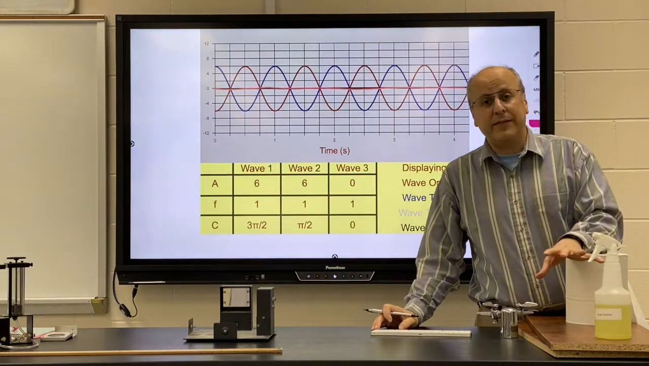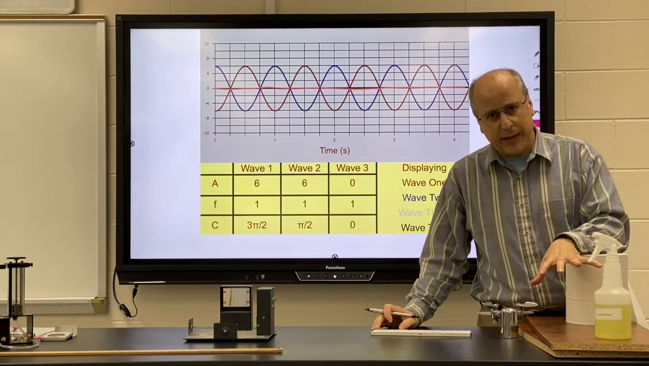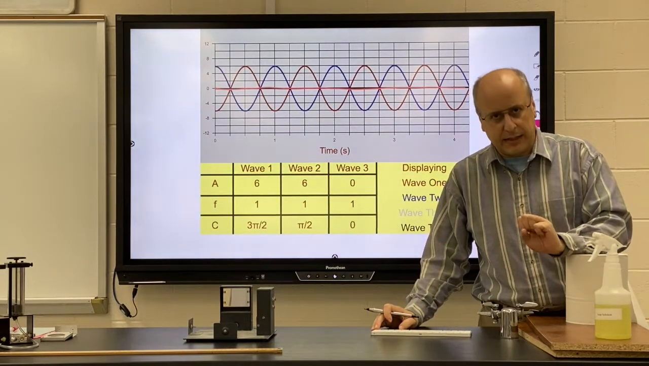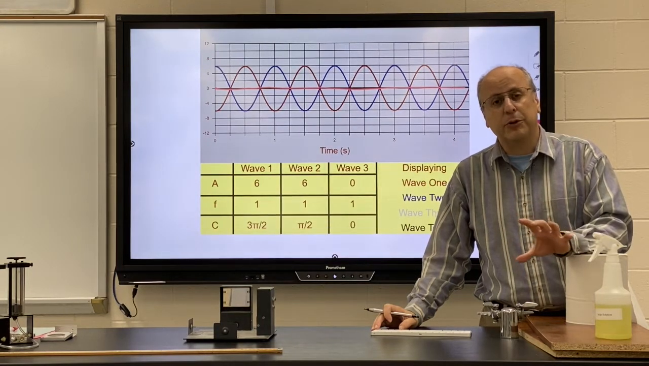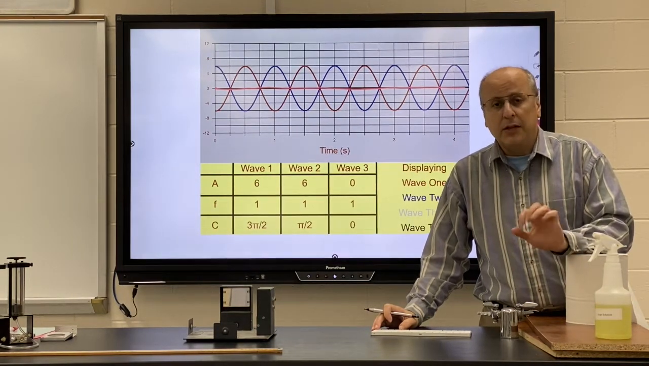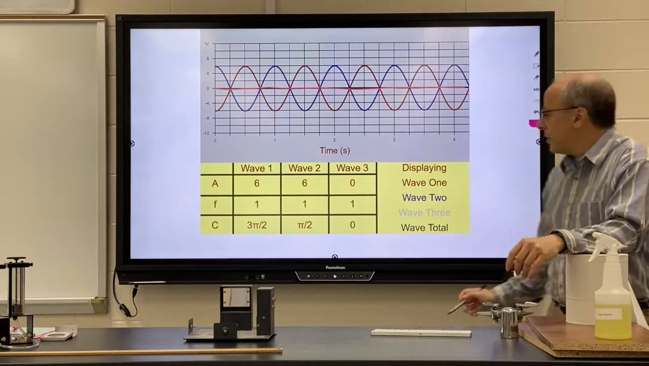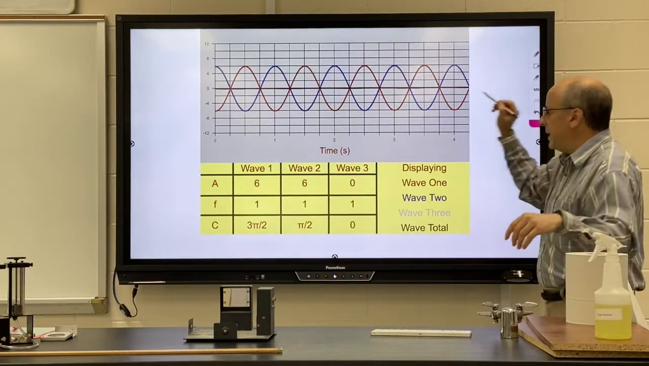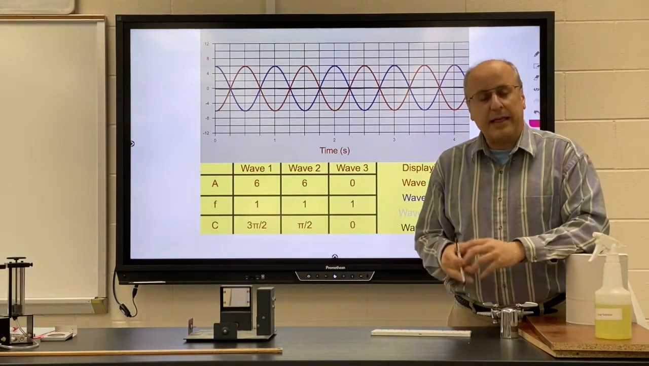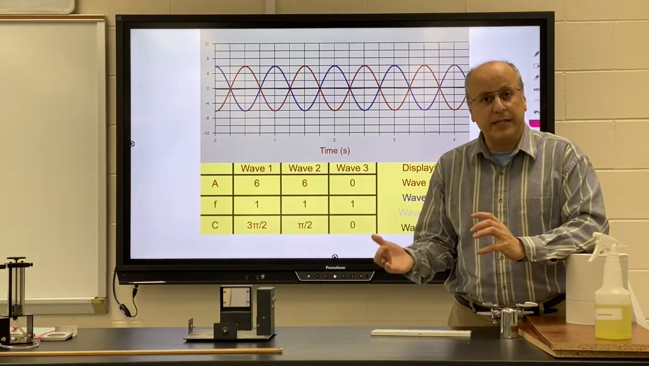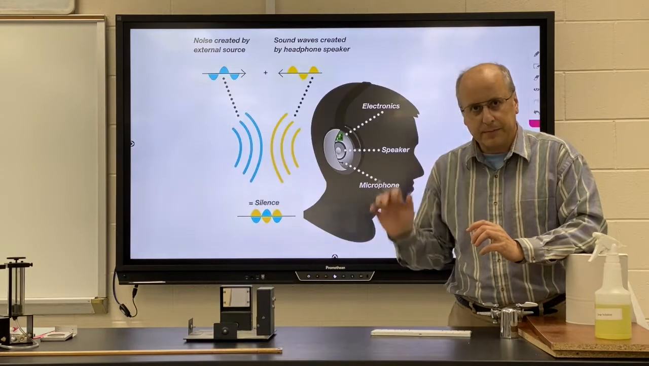With sound waves, this means we have two sound waves producing silence. With light, these would be two light waves producing darkness. Notice, in order for this to work, the two waves have to have the same amplitude, they have to have the same frequency, and they have to be 180 degrees out of phase with each other.